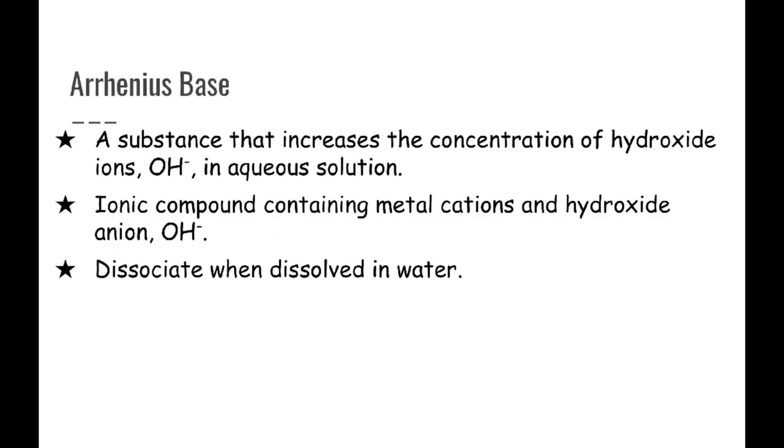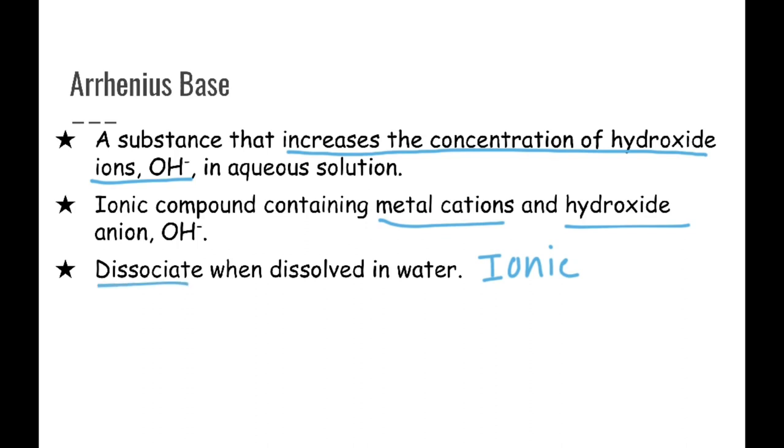Arrhenius bases increase the concentration of hydroxide ions, which are OH-1, and again in an aqueous solution, that means in water. They tend to be ionic compounds. They'll contain a metal cation and a hydroxide, which is your anion. They'll dissociate when dissolved in water because they are ionic. So, dissociate with the ionics.